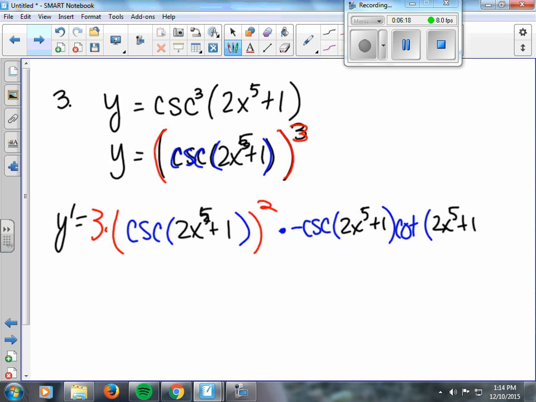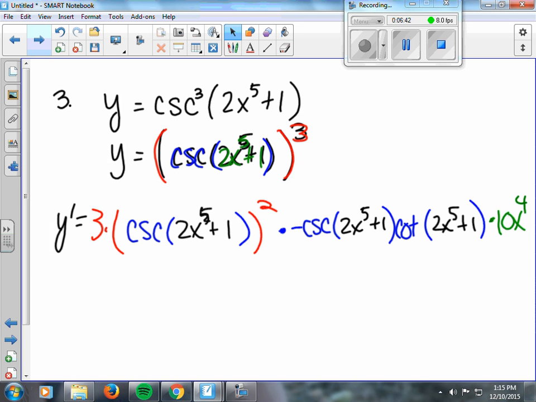That was still the inside there. And now, what were we taking the cosecant of? Well, we were taking the cosecant of 2x to the 5th plus 1. That's the insidemost layer of the onion. I need to multiply by that derivative. That would be 10x to the 4th. And so this is what I mean when I'm talking about layers, peeling the onion, and that's how you do the derivative with the chain rule.